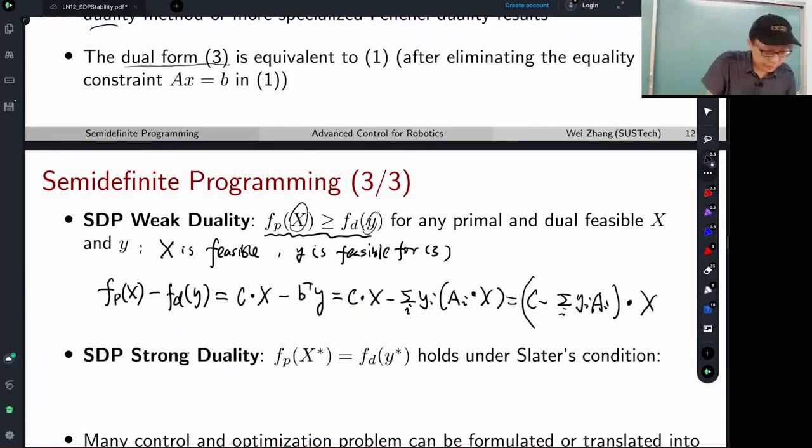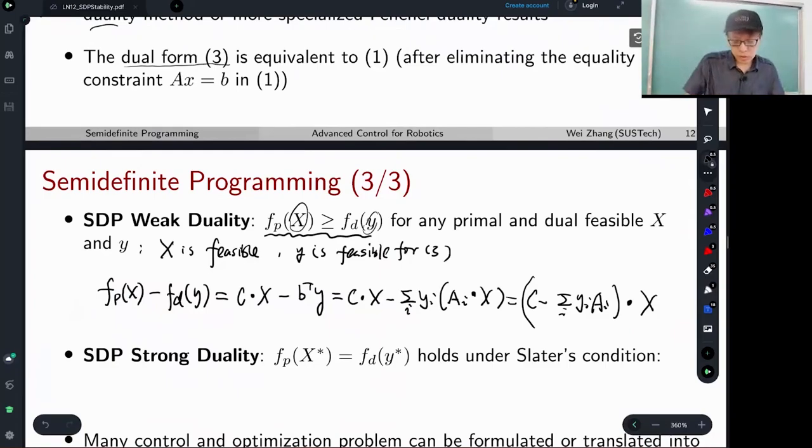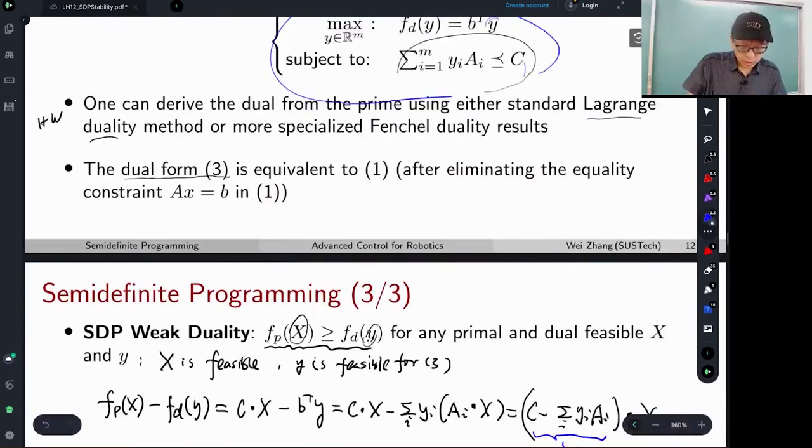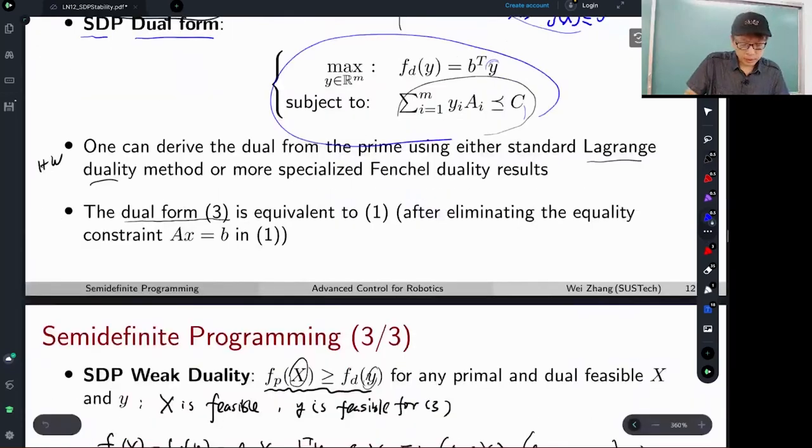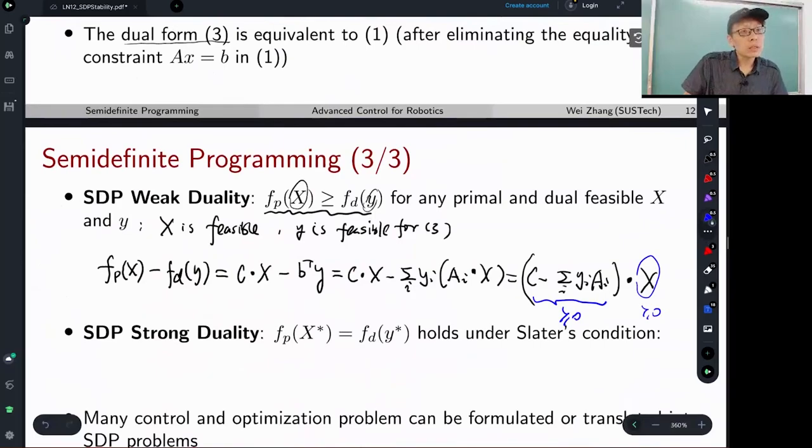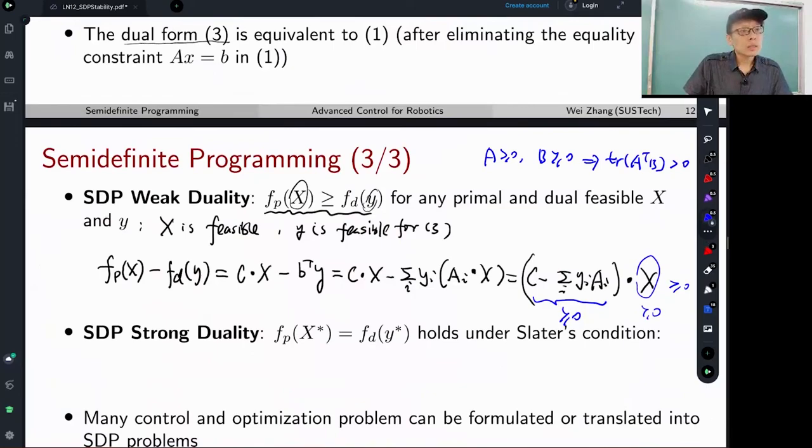Dot is the inner product. The inner product definitely satisfies this kind of association rule. Okay. So what I know is this guy is positive semi-definite because Y is feasible. Are you with me? Because the sum of YI AI minus C is negative semi-definite, so C minus that is positive semi-definite. And this guy is positive semi-definite because X is primal feasible. So overall, it's bigger than or equal to zero, because A positive semi-definite and B positive semi-definite implies the trace of A transpose B is bigger than or equal to zero. That's what I asked you to prove. The positive semi-definite cone is acute. The angle between them is always smaller than half pi. That's what I said before. So that's a property that is often useful.